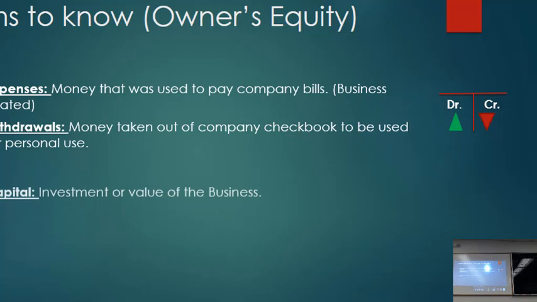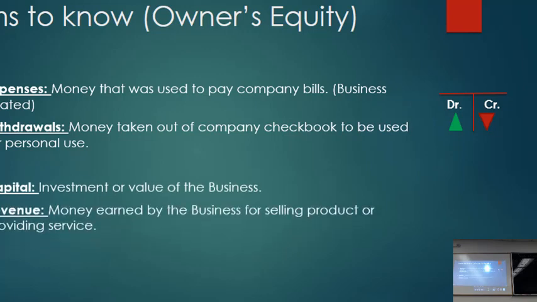And the other two terms that you need to know, which show the opposite version, credit increase, debit decrease, will be capital and revenue. Now, capital will always be the initial investment or the new value of the business every month. So every time you see that the business owner invested money in a transaction, you would automatically know that it's going to be capital that you're going to be using.